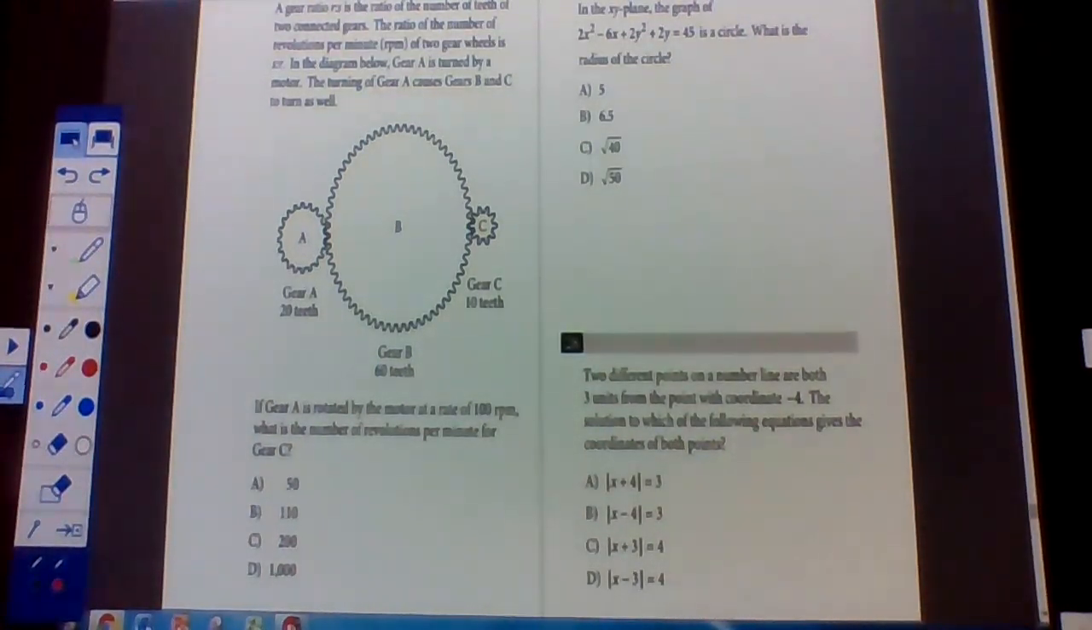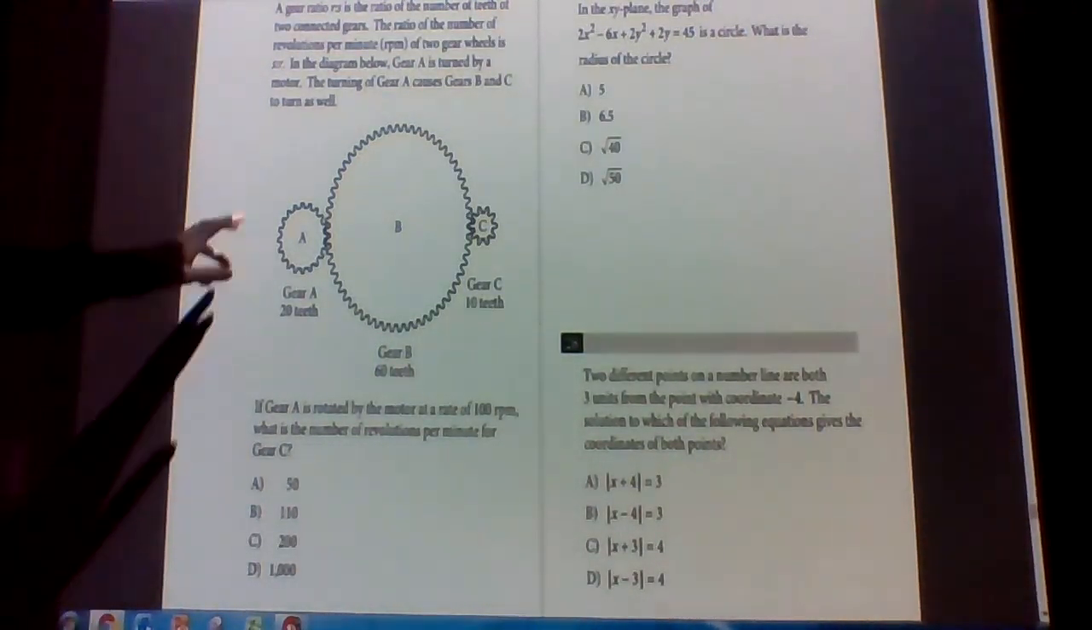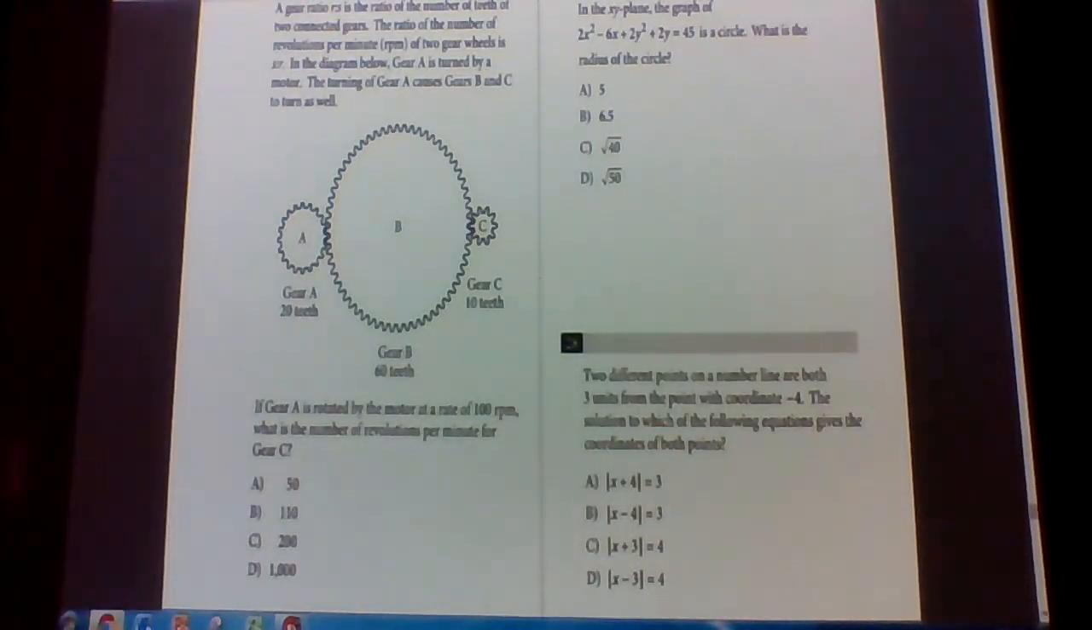The gear ratio R to S is the ratio of the number of teeth of two connecting gears. The ratio of the number of revolutions per minute of the two gear wheels is S to R, so it's reverse of the number of teeth. In the diagram below, gear A is turned by a motor. Turning gear A causes gears B and C to turn as well. If gear A is rotated by the motor at a rate of 100 revolutions per minute, what is the number of revolutions per minute for gear C?